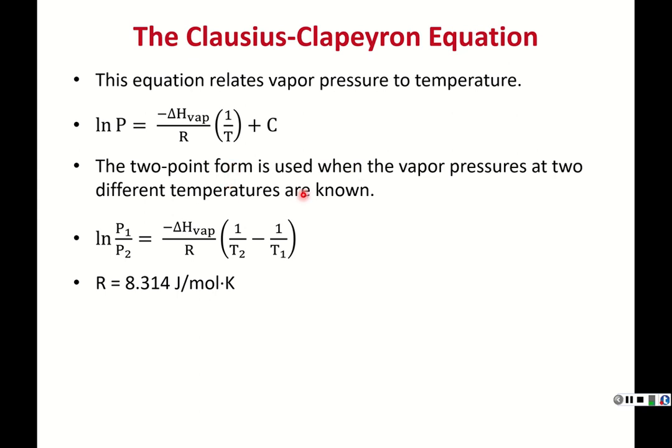And the 2-point form is probably more widely used. So that's used when the vapor pressures at 2 different temperatures are known, right? So this form of it is probably one that you will see more or use more. Okay.